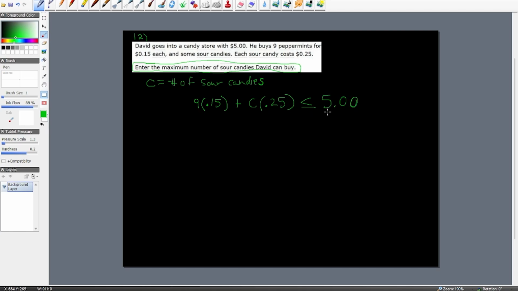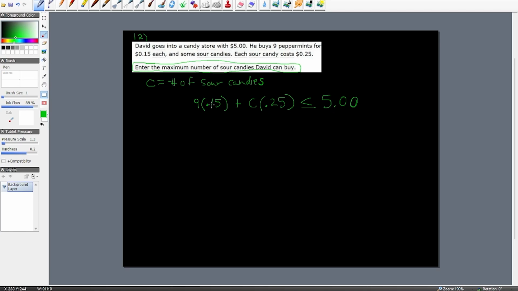So I knew this was going to be an inequality based on what the problem told me by this term maximum number, right? Whenever they're asking for the maximum or minimum, it's going to be an inequality type problem. And I knew the inequality had to open in this direction because the mouth eats the bigger side. And this side cannot be more than $5 because that's all he's got.